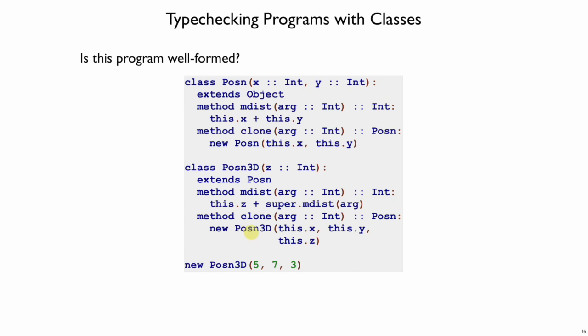Can I produce a Posn3d where Posn was expected? Well, it depends on how we check things here. So we do want this to work. This is a sensible program because even if you think you have a Posn and you clone it, you do get a Posn back. It just happens to be more specifically a Posn3d. So this alerts us to the fact that we will need a notion of subtypes and that method bodies will need to have a type that is the same or a subtype of the declared result type.